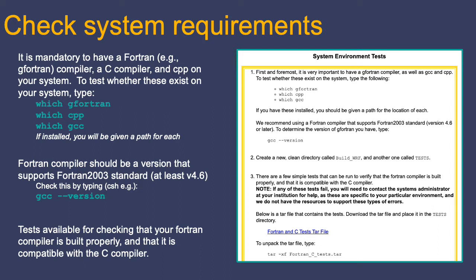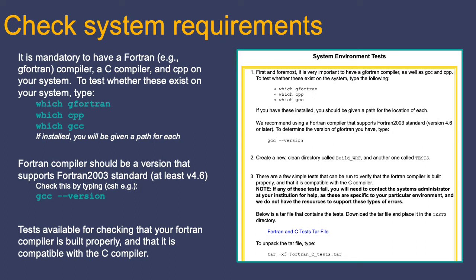Make sure your Fortran compiler is a newer version, at least version 4.6, which actually isn't that new anymore. But beginning with that version, it supports the Fortran 2003 standard, which is necessary for WRF. You can check the version by typing gcc --version in the command line, and it'll give you the version that you're using. If it is an older version, Fortran is a free compiler, so it won't cost you anything to upgrade it.